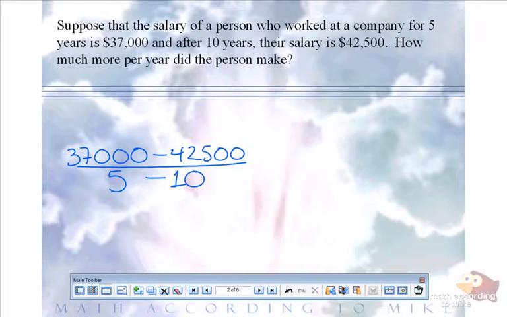So if we do the 37,000 minus 42,500, and then divide by, in this case, negative 5, what value do we get for x? What value do we get? 1,100? 1,100. Well, let's put an interpretation on this. We know that's in dollars per year. So assuming that this relationship was linear between the amount of time that they worked and the amount they earned, then we would say that every year they earned $1,100 more per year.